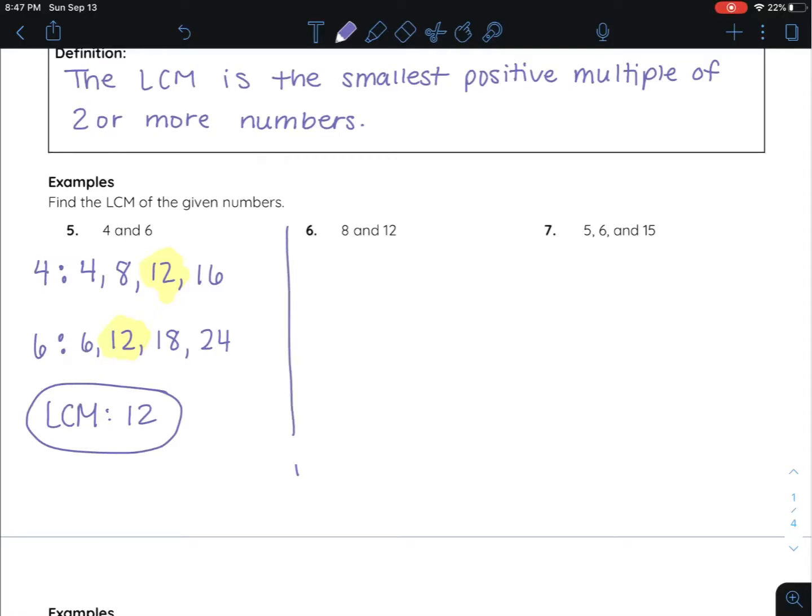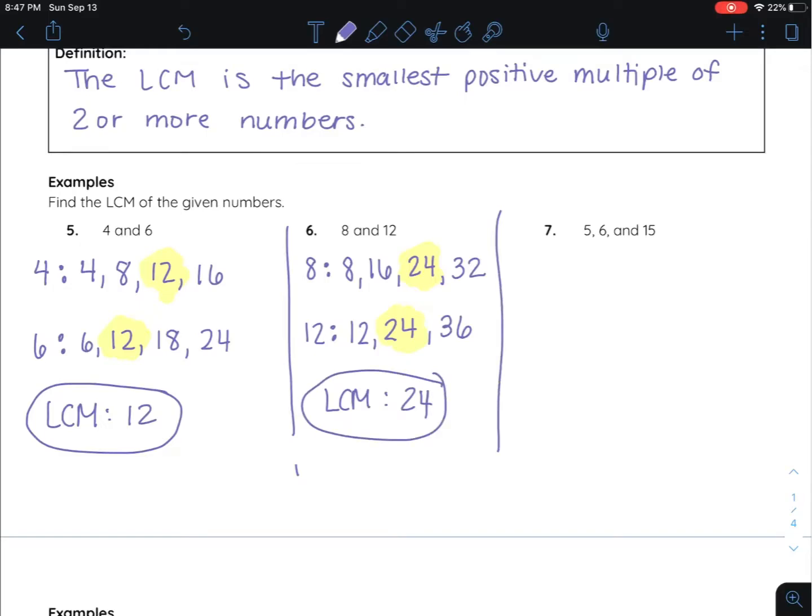All right, let's try the next one. 8 and 12. Count by 8s. 8, 16, 24. That sounds familiar. I think that's going to be enough. 32. Now let's try our 12s. 12, 24, 36. So we didn't even need that many because now we have the 24s that match. So that means the LCM is 24. And again, if you need a multiplication chart for this, that's absolutely fine.